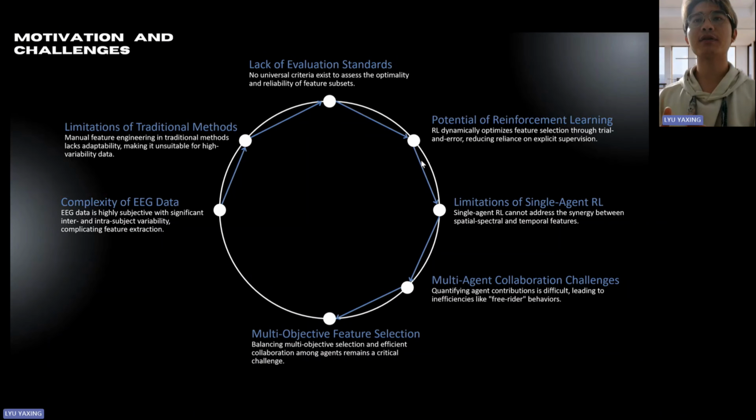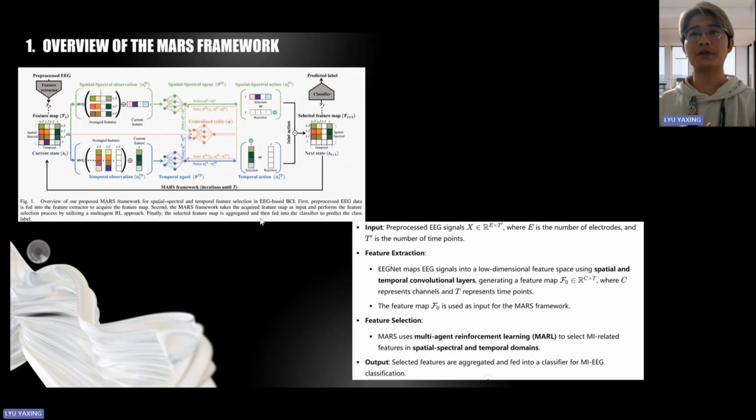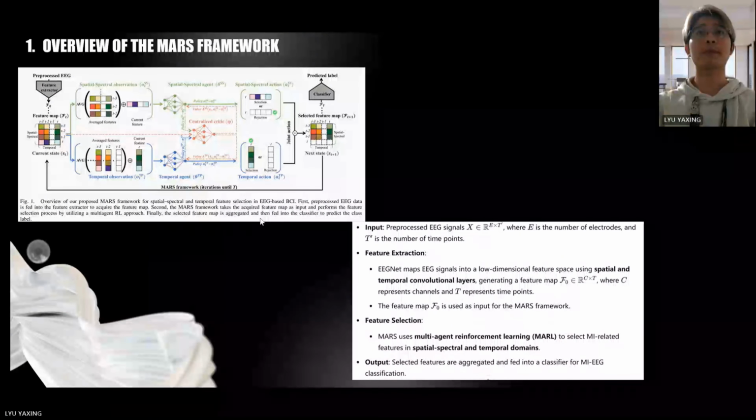Third, classification tasks. The final feature map FT containing selected key features is generated by MARS. Global average pooling is applied to the selected feature map to produce a global feature vector, which is fed into a classifier to predict the MI categories.